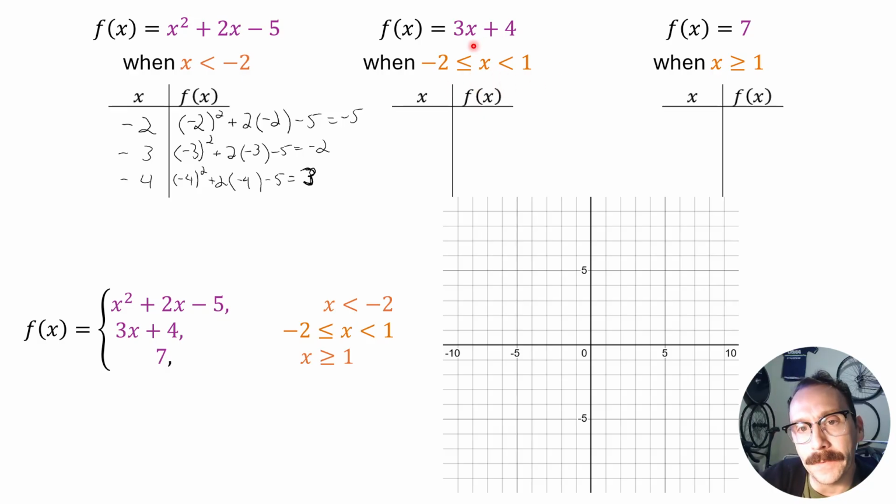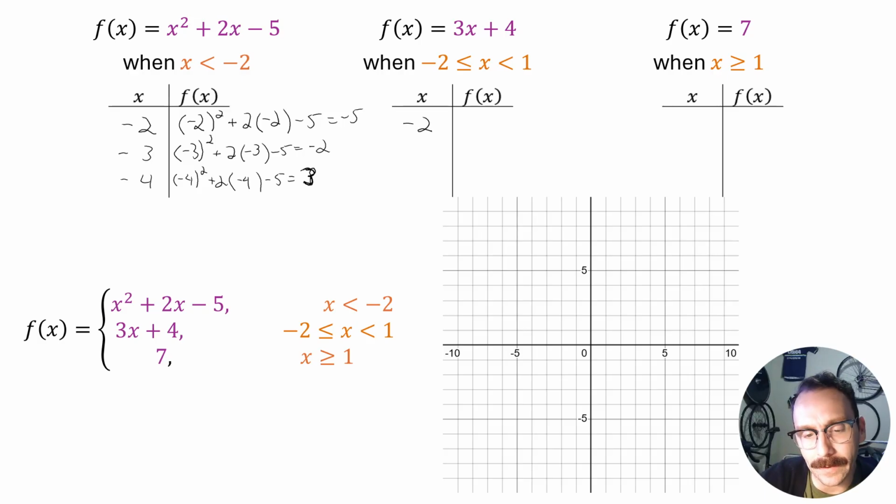So the eagle-eyed viewer might notice that 3x plus 4 is a linear equation, or the equation of a line, right? And we only need 2 points to graph a line. Let's go ahead and pick our boundary value for x, -2.